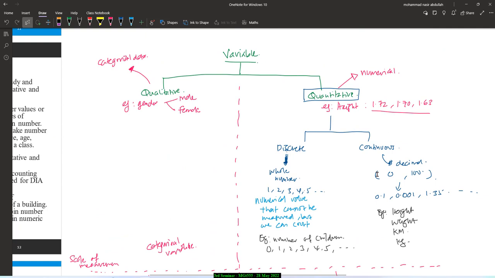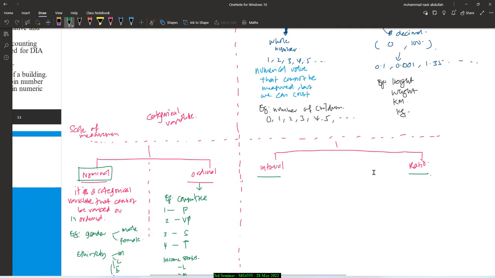Quantitative variable, we know that this is a numerical value. So both are taking numerical value. So what differentiates between interval and ratio? Interval is a numerical value, numerical data, right, where 0 is not a true 0.